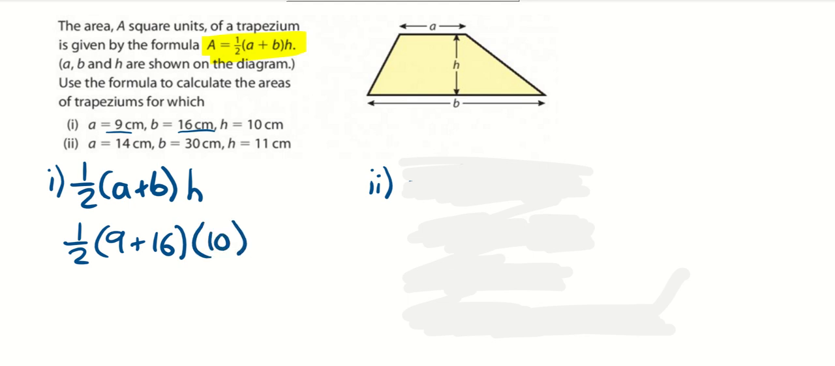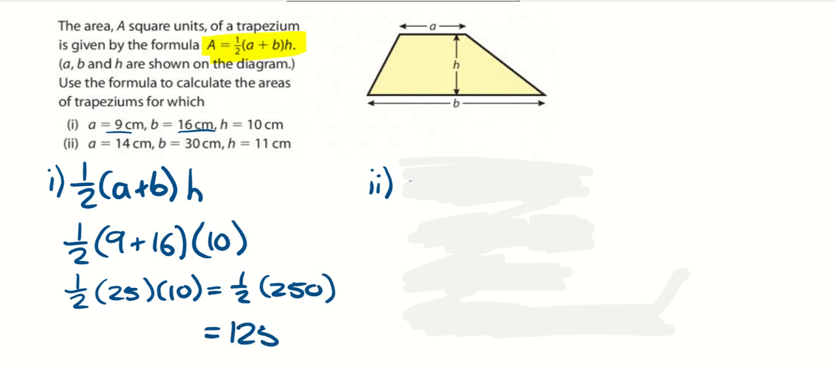If you remember your BIMDAS rules, then it becomes a half times 25 times 10, which will be a half times 250. We're actually going to end up with the same answer as the last question, which will be 125 centimeters squared. Never forget your units. You don't want to be missing out on that. It's just as if this top bit was 9, this middle bit was 10, this bottom bit was 16. So take a second there and do part 2 yourselves, and I'll give you the answers now.